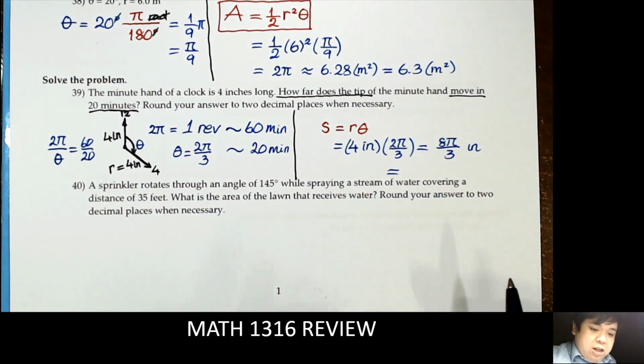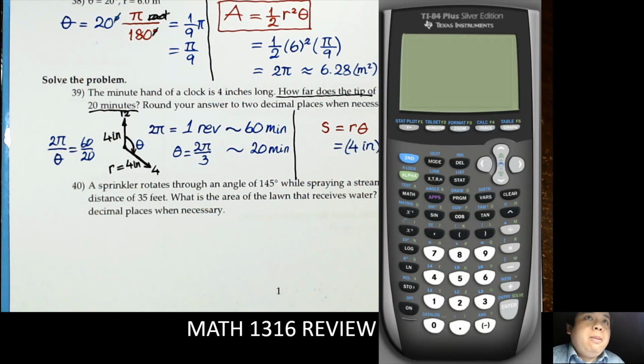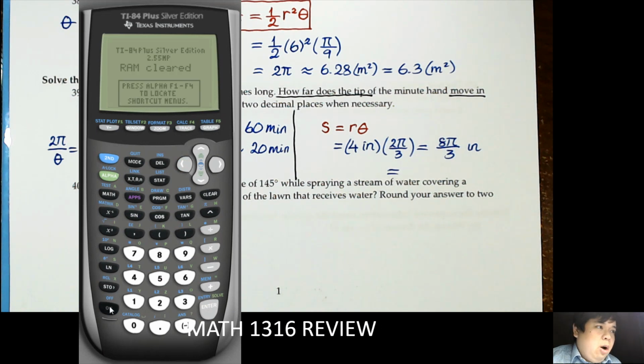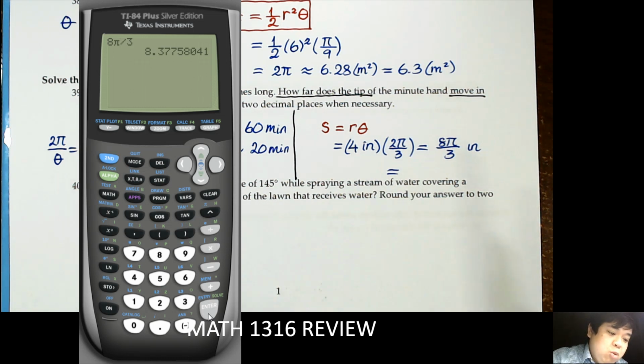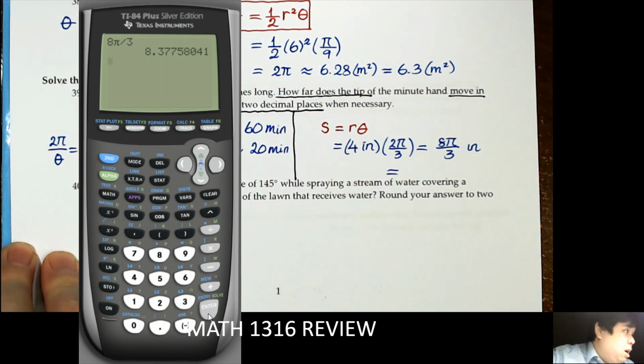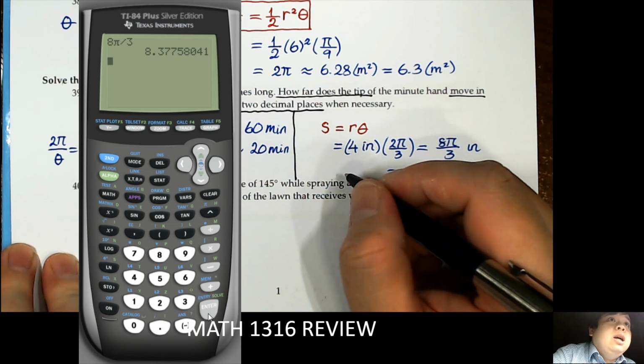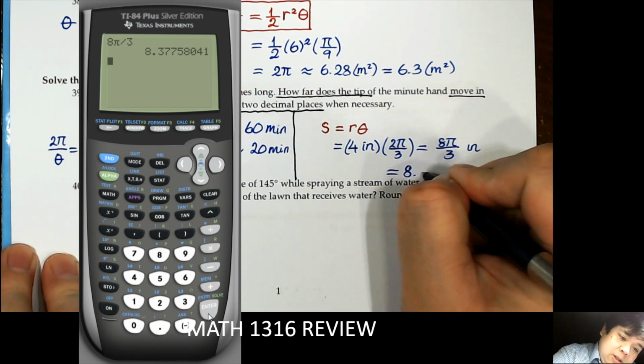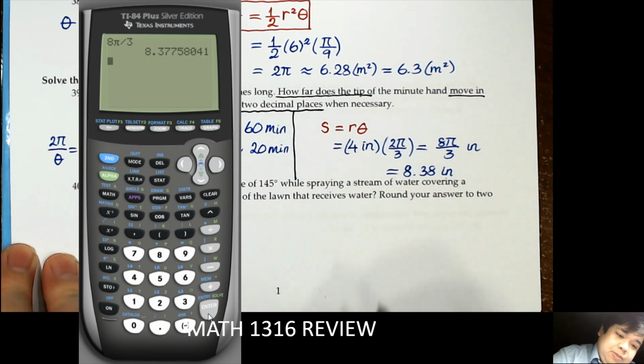And let's just convert that. 8 times pi, at least I need to show on the calculator. Right. So on the calculator, we have 8 pi divided by 3. That's 8.37. Round to 2 decimal places. Wait, sorry. Yeah, 2 decimal places. So that's about 8.38 inches. Right.